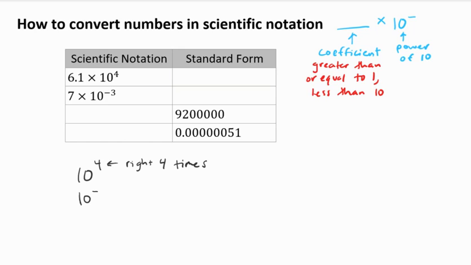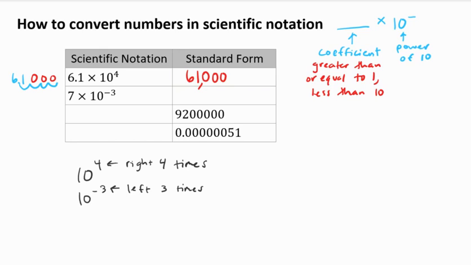And then for the second one, I have 7 times 10 to the negative 3. Well, we figured out that when it's a negative exponent, you have to move it to the left, and you'd move it however many times that number says. Okay, so starting with the first one, I have 6.1. And I'm moving the decimal to the right 4 times, again, because of that number. So 1, 2, 3, 4. And I add in my placeholder zeros right here. So then now I have 6, 1, 0, 0, 0. And I know my comma goes after 3 numbers from the right. So this number is 61,000 in standard form.